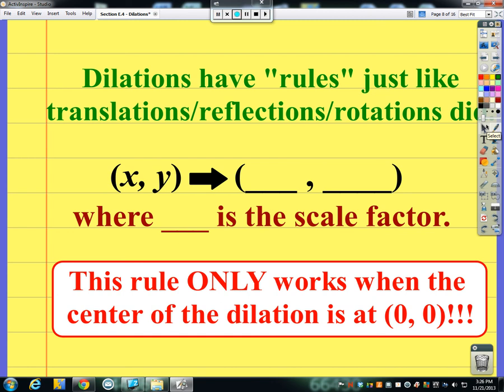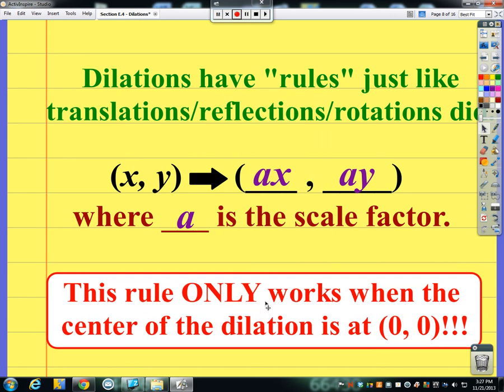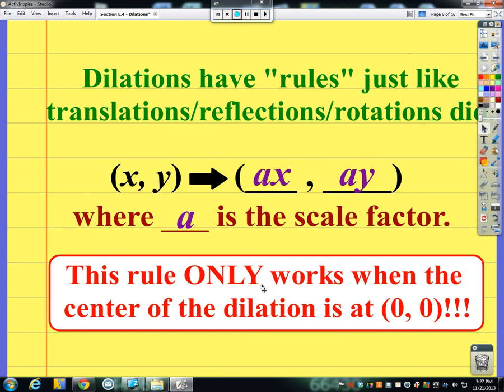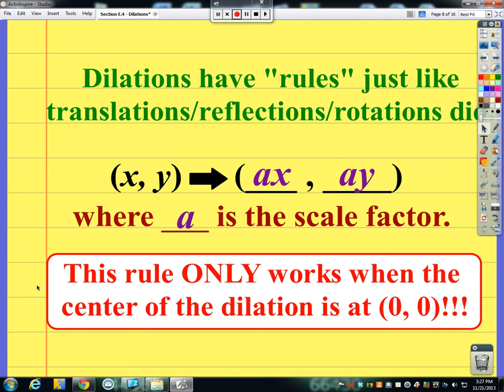But with a dilation, the scale factor, there's only one specific number here. And that specific number is going to affect both x and y. And I mentioned earlier, it is a multiplicative factor, so it's going to be multiplying with x and y. So the rule just looks like this. It's a times x, and it's also a times y, where a is our scale factor. And again, this rule only works when the center of the dilation is at the origin, at 0, 0. If the center is not at 0, 0, then simply multiplying by a and getting new image coordinates will not work the same way. But we'll do an example where the center is not at 0, 0, so you'll know what to do.